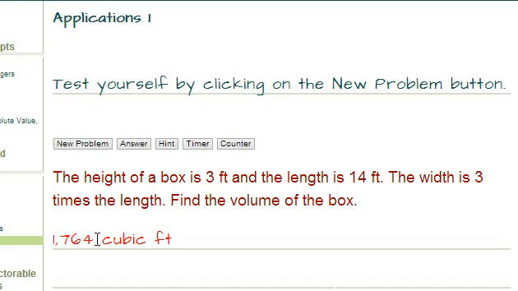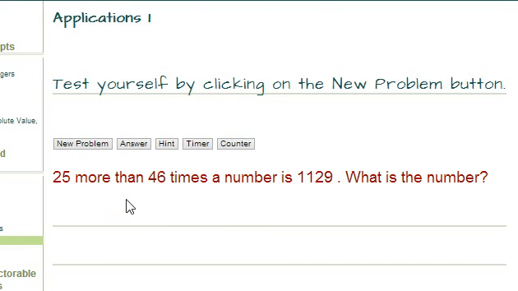And of course I had to go to the problem here, make sure I did it right. 1,764 cubic feet. Now I write out cubic feet here, but if you put a little 3 above the FT, that's the same thing. Alright, let's look at another one here.